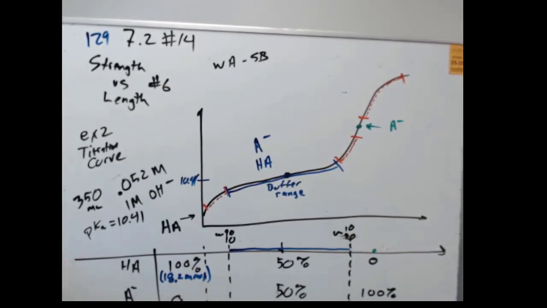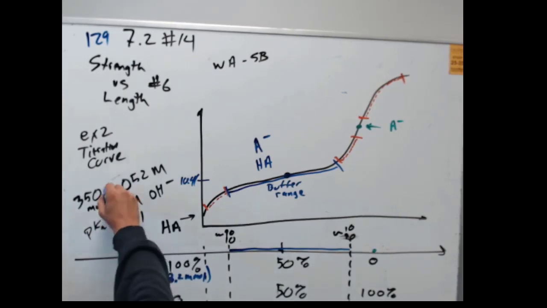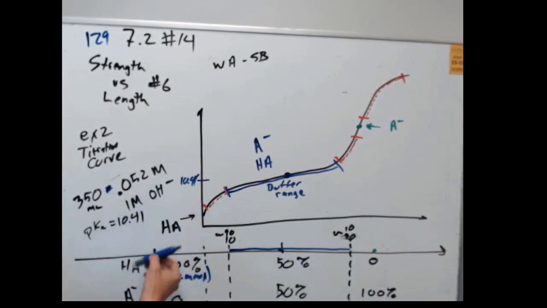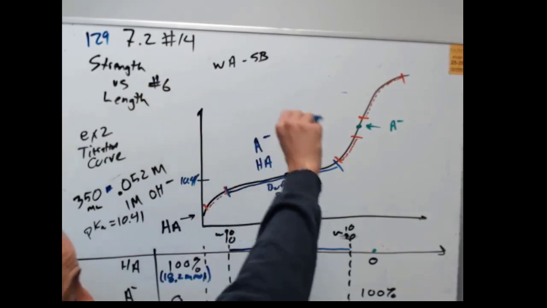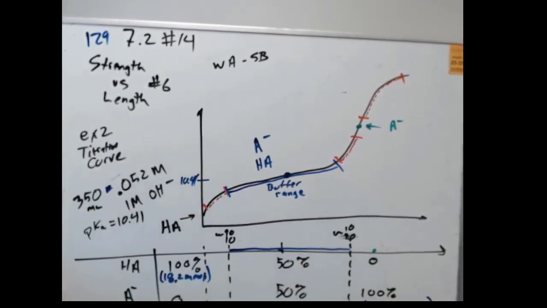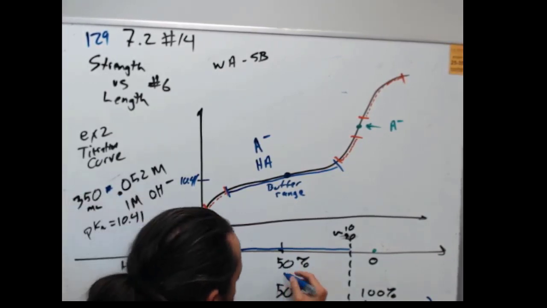Okay. So all I did was multiply these two numbers: my total volume times my total concentration. That gets me my 100% of moles. So when I do the correct amount of stoichiometry, this is going to be 18.2 millimoles for the 100%. And then my 50s are going to be 18.2 divided by 2. These are going to be 9.1 each.